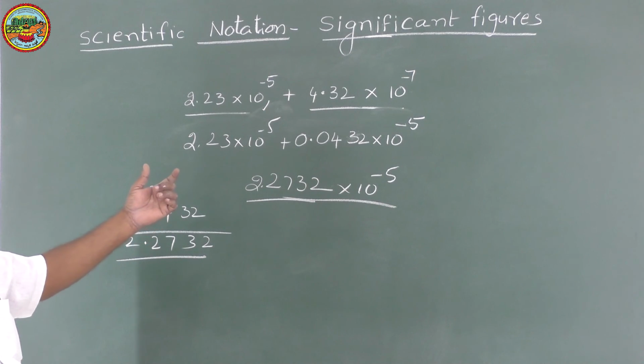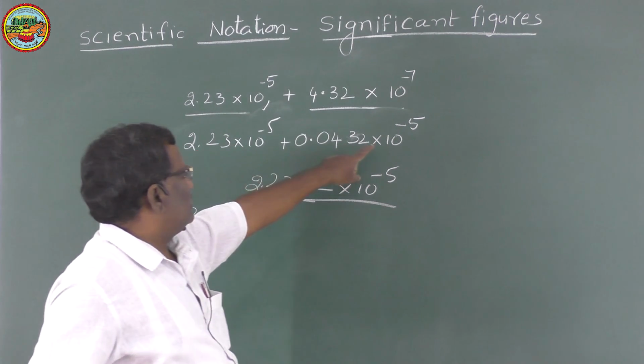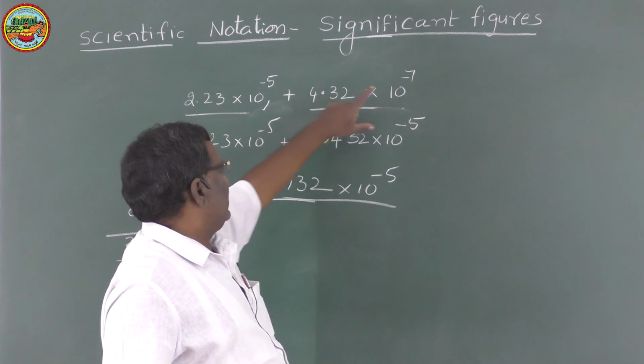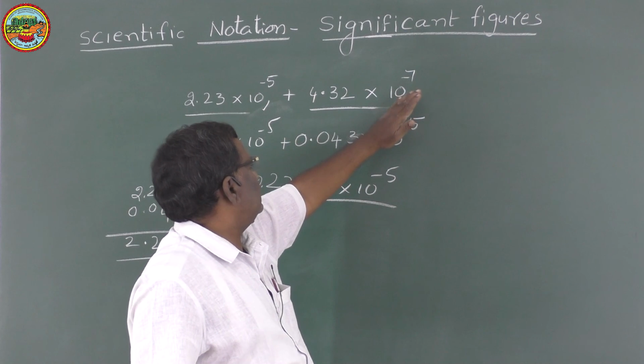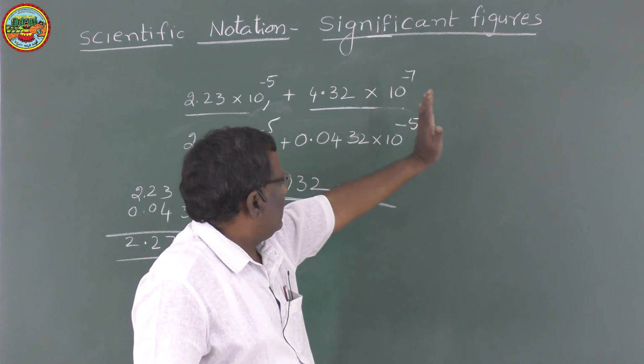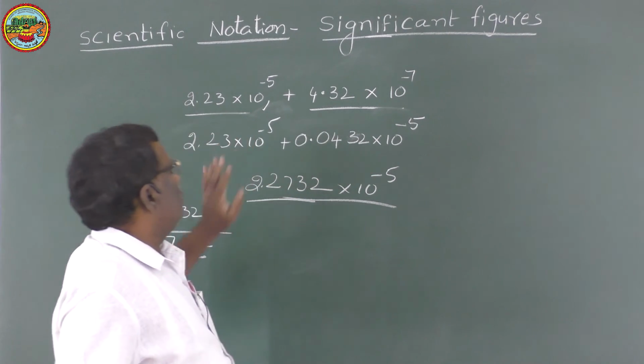When adding decimals, equalizing of powers will have a slight change. If it is a positive power, to decrease the value, you have to move towards the right side. Whereas for negative powers, you have to move to the left side.